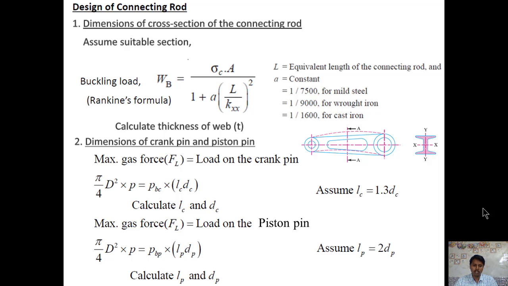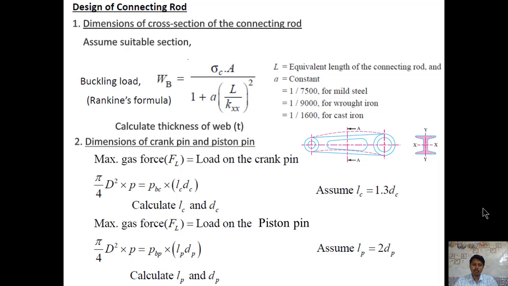This is the bearing load, where PBC is the allowable pressure on the crank pin, and LC into DC is the projected area. LC is the length of the crank pin and DC is the diameter of the crank pin. In general, we assume LC equal to 1.3 DC.